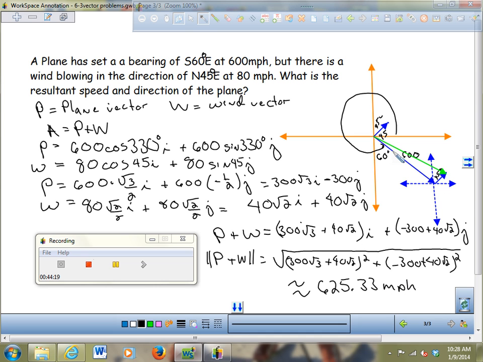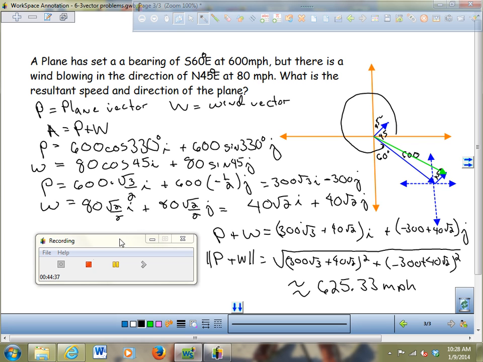Think of if your answer makes sense. If he's trying to go this way and the wind is kind of pushing him in the northwest direction, is he going to be going faster or slower? A little bit faster, right? If the wind was going this way, it'd probably be going a little bit slower, right? So he's going to be going a little bit faster.